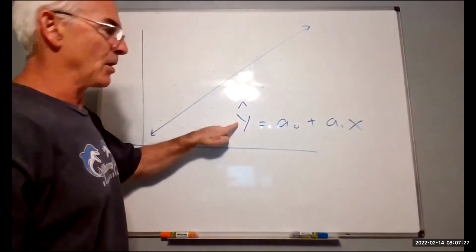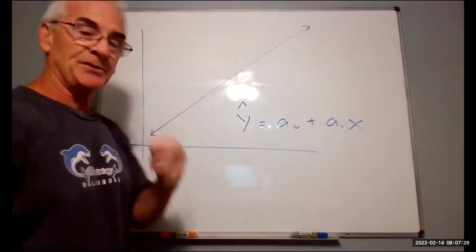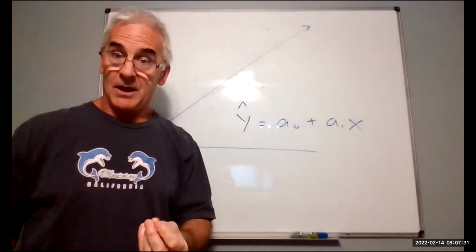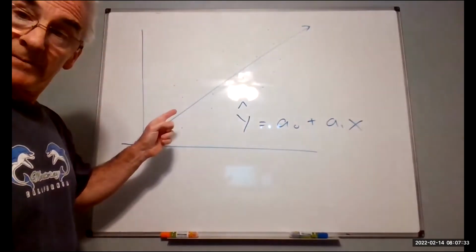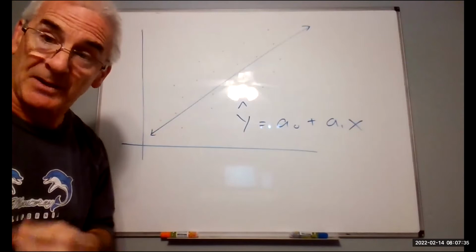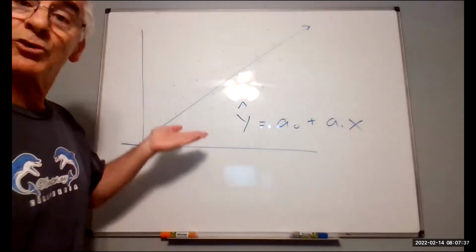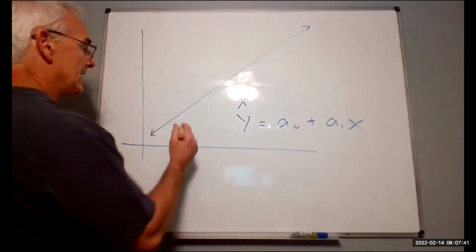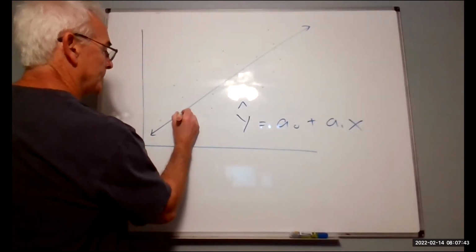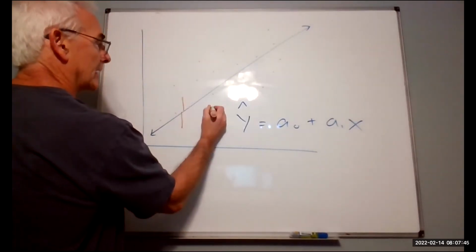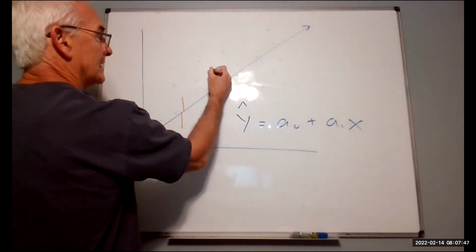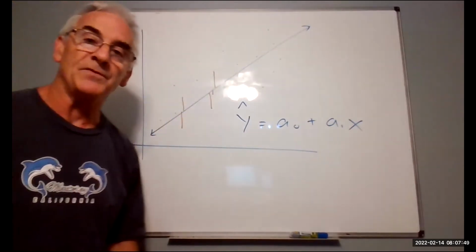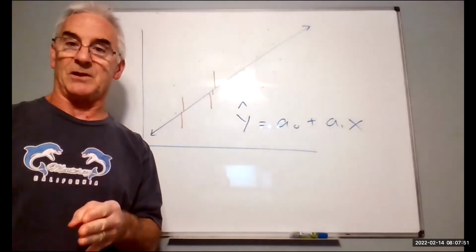Y hat would be our measured. The X values are given, the Y values are given. But on the line of best fit, I'm still using the same X values, but I'm trying to estimate the Y values that are on the line. So what we do is, here's a point and I'd go up to the line. Here's a point, I'd go down to the line. Here's a point, I'd go up to the line, down to the line. So all of these points would have a vertical distance from the line.